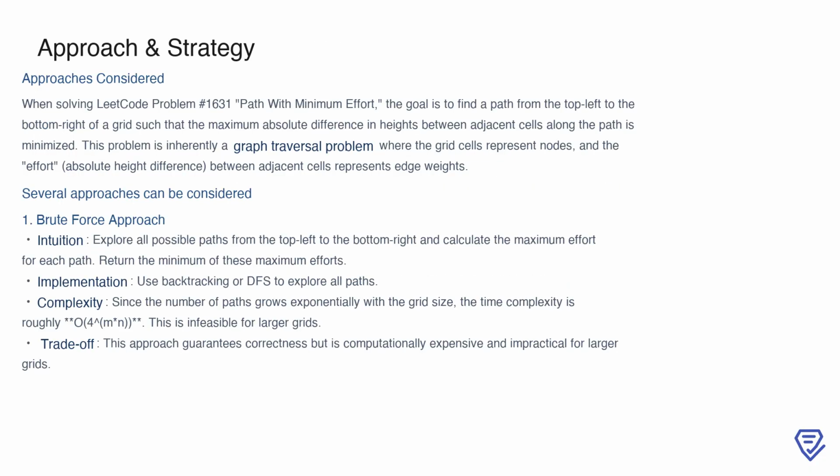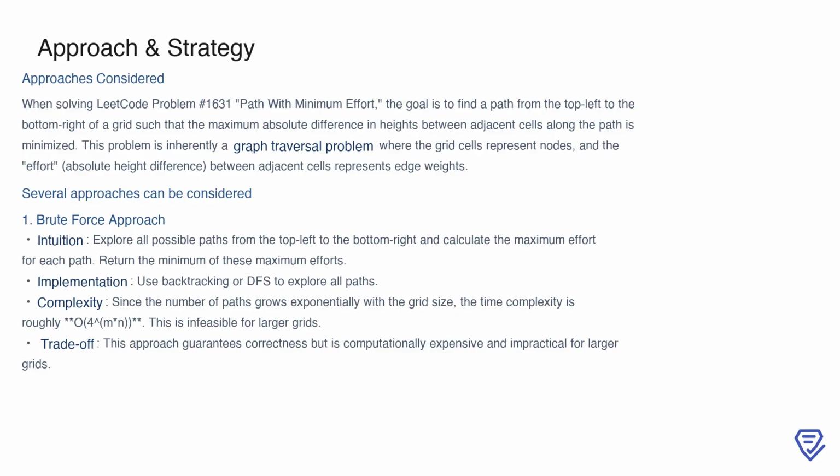When tackling LeetCode problem number 1631, Path With Minimum Effort, the objective is to traverse from the top left corner of a grid to the bottom right corner while minimizing the maximum effort between adjacent cells along the path. Here, the grid can be visualized as a graph where each cell represents a node, and the effort, or absolute height difference between two adjacent cells, serves as the weight of the edge connecting them.